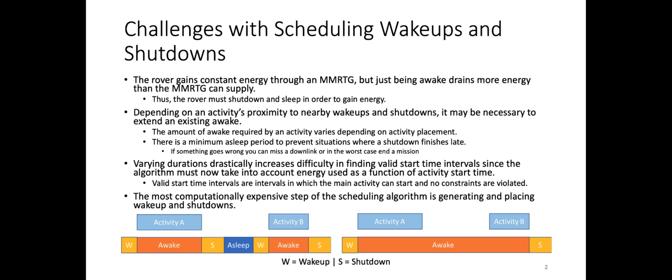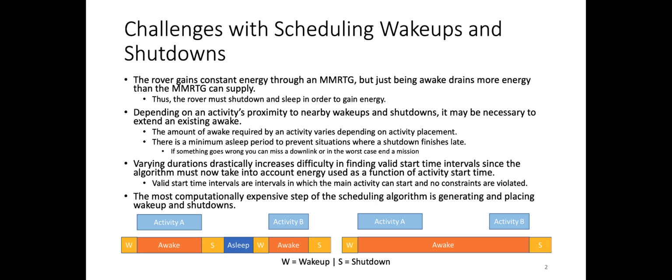Depending on the new activity that it wishes to schedule and whether it's close to or within an existing wake period, it may be necessary to extend an existing wake. And varying the duration significantly of these overlap periods makes it very difficult to find good places to schedule new activities, because it has to take into account the energy used, which is dependent on when exactly we place the activity. And the most computational part of the onboard scheduling algorithm for the Mars 2020 rover is in fact generating and placing these wake-ups and shutdowns for the activities.